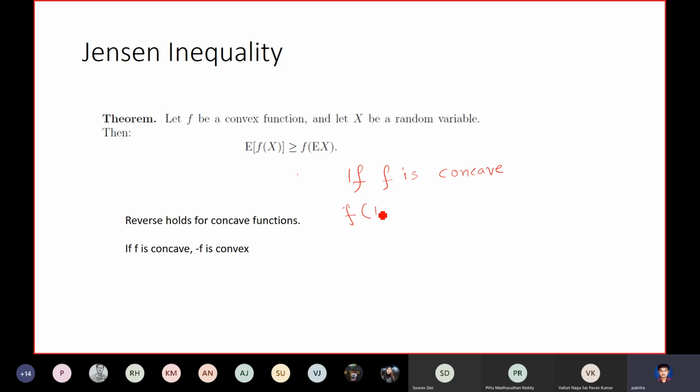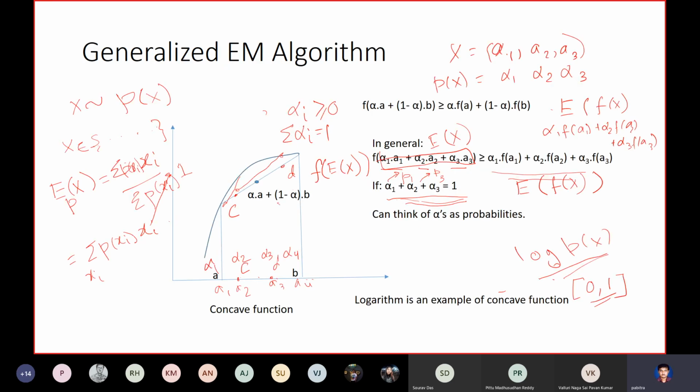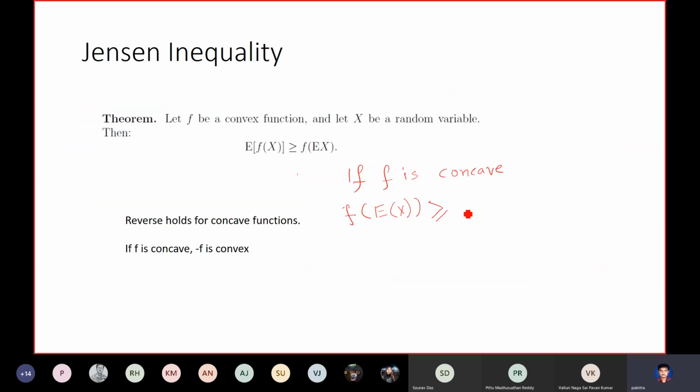f of the expected value of x is greater than or equal to the expected value of f of x, for all p on x. For any probability distribution, this holds. If f is concave, then f of E[x] is greater than or equal to E[f(x)]. This is called Jensen's inequality.